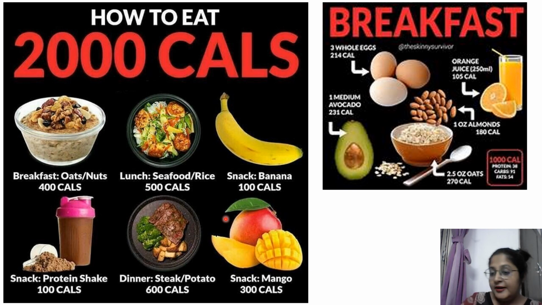And suppose a whole day is a 2,000 calorie diet. You can take oatmeal with nuts in the morning, 400 kilocalories; rice with seafood like fish, and vegetables, 500 kilocalories; a banana, a very calorie dense food, 100 calories; any kind of protein shake, or you can make a calorie dense fruit shake yourself, or you can buy one. Like steak and potato, a normal chicken steak with potatoes, will give around 600 calories, and a calorie dense fruit like mango will give you around 300 calories.